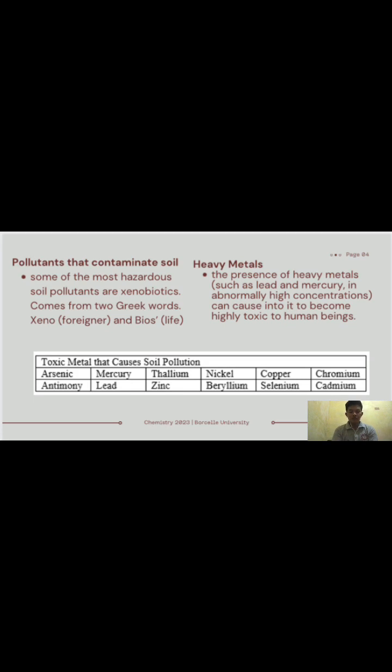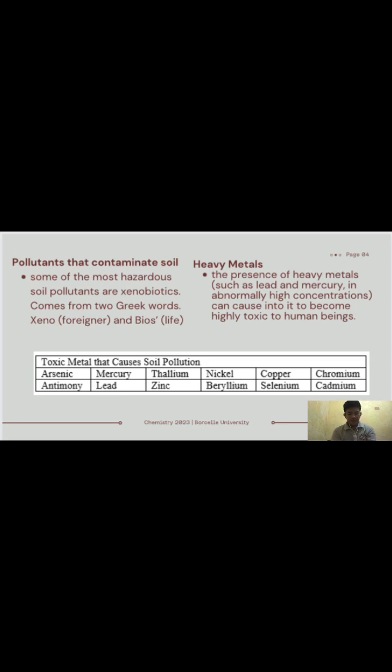The different types of pollutants that are found in contaminated soil are listed in this subsection. Heavy metals. The presence of heavy metals such as lead and mercury in abnormally high concentrations in soils can cause it to become highly toxic to human beings. Some metals that can be classified as soil pollutants are tabulated below.